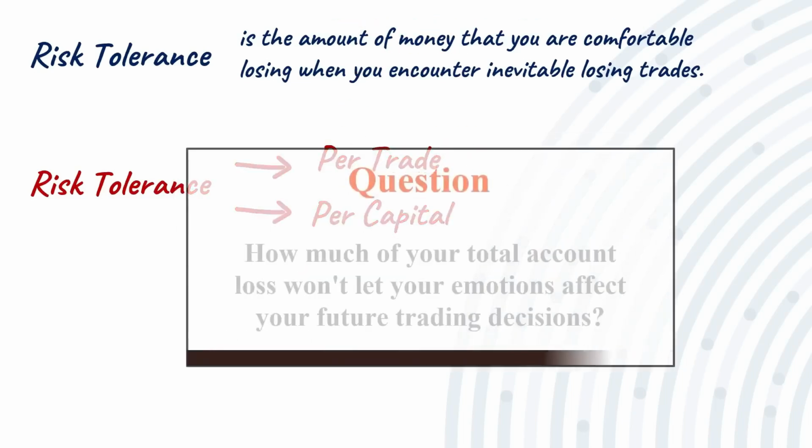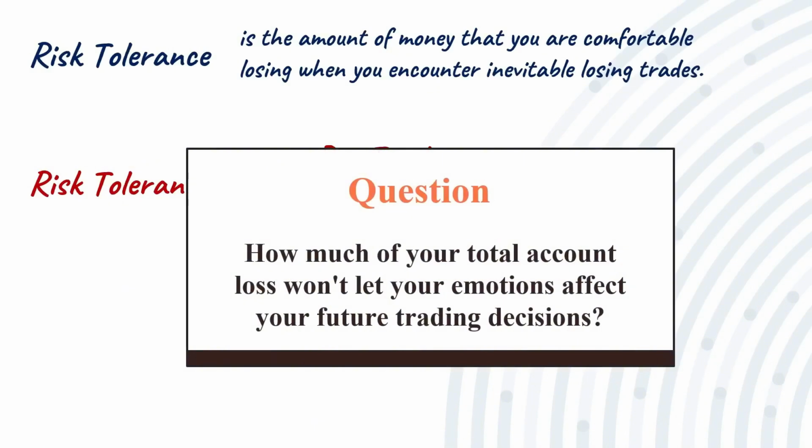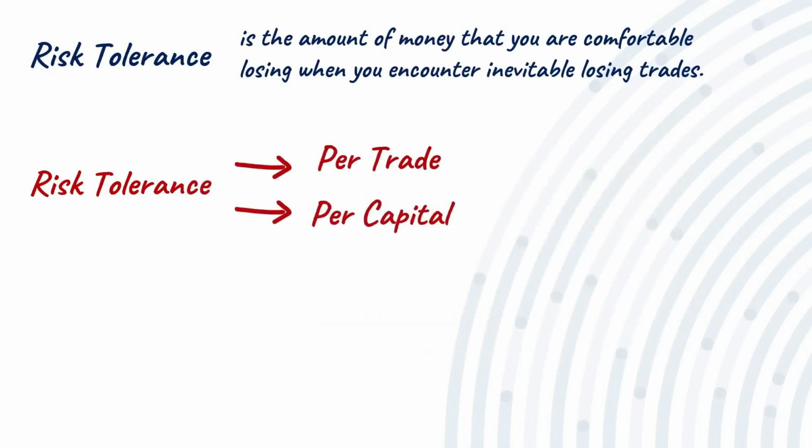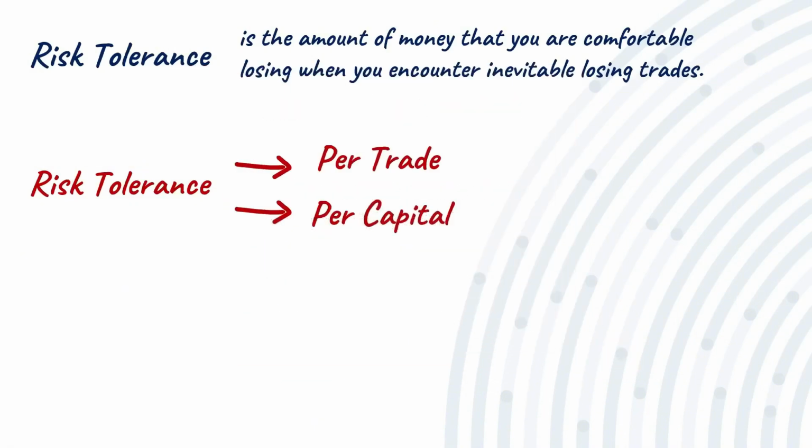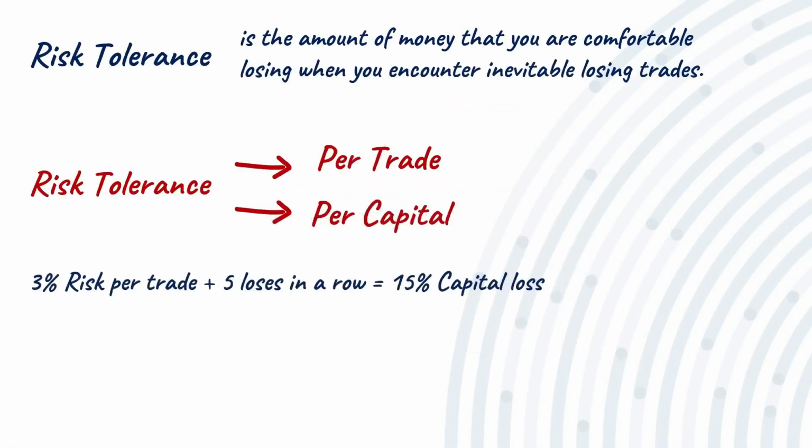Second, if you're having bad days and you lose 5 trades in a row, how much of your total account loss won't let your emotions affect your future trading decisions? Depending on your answers, you could build a solid money management plan, and following it keeps emotions away in the trading. If you risk more than you're willing to lose on a specific trade, your emotions will control the outcome of that trade. For example, if you risk 3% of your initial account size per trade, 5 losing trades in a row will reduce your capital by 15%.